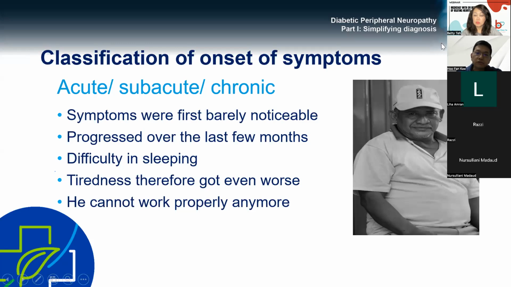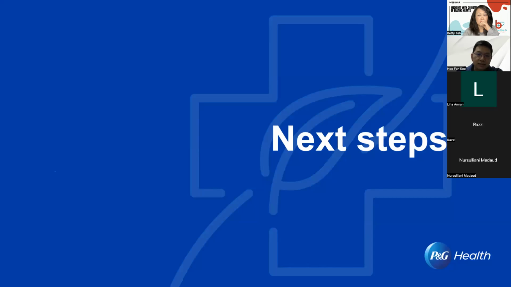So usually it progresses over the last few months, and the patient may have difficulty sleeping, tiredness, even worse. And this patient cannot really work properly because the symptoms are quite disturbing. So what is the next step? We should recall the 5 steps.